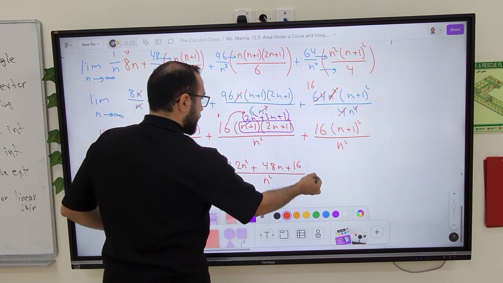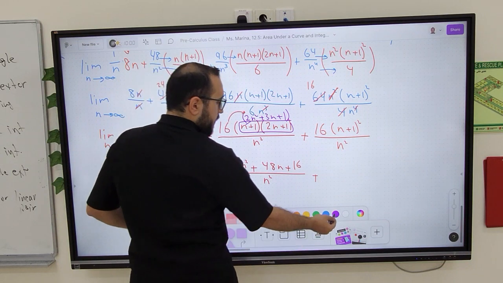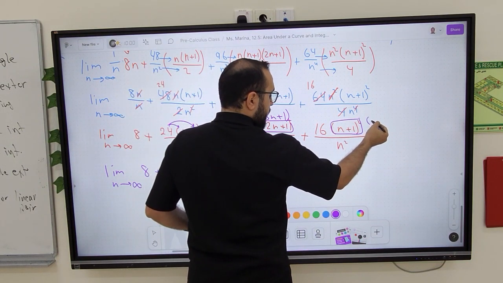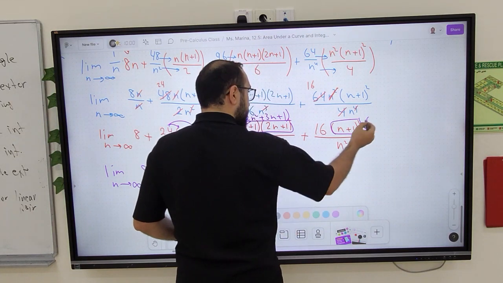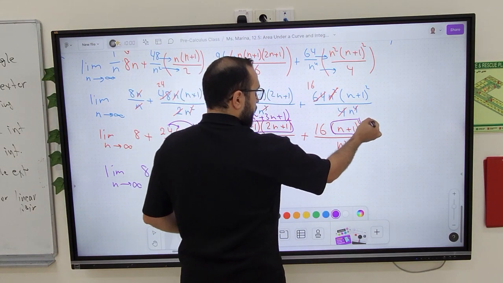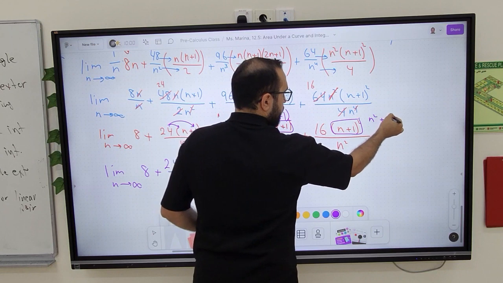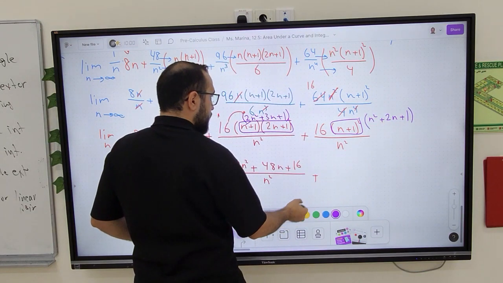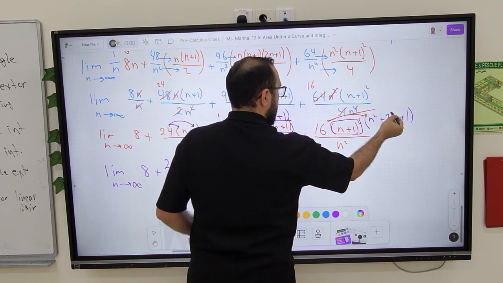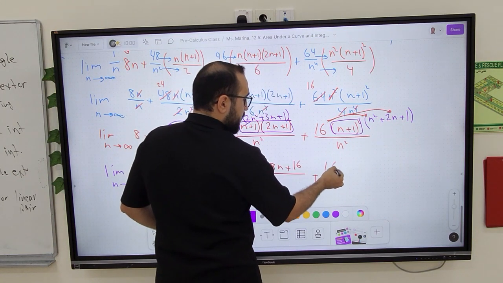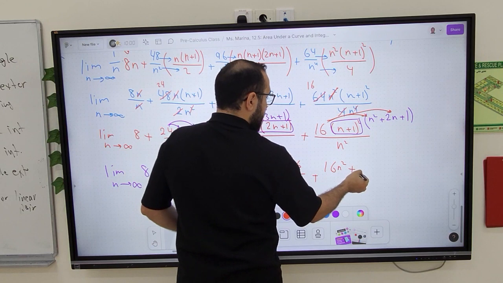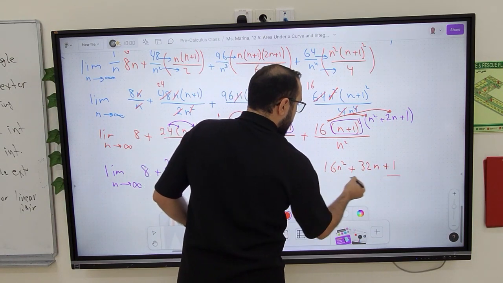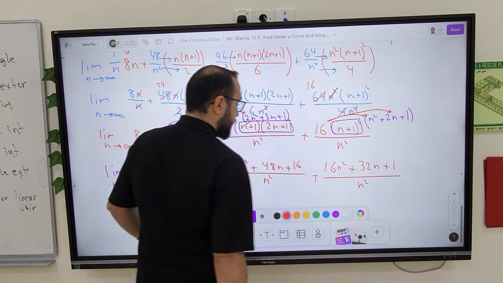n squared plus, okay? Now let's expand this one here. So to expand this one, let me do it fast, it will be n squared plus 2n plus 1. Okay, now let's distribute 16 for every part. So it will be now 16n squared plus 32n plus 16, all of that over n squared.